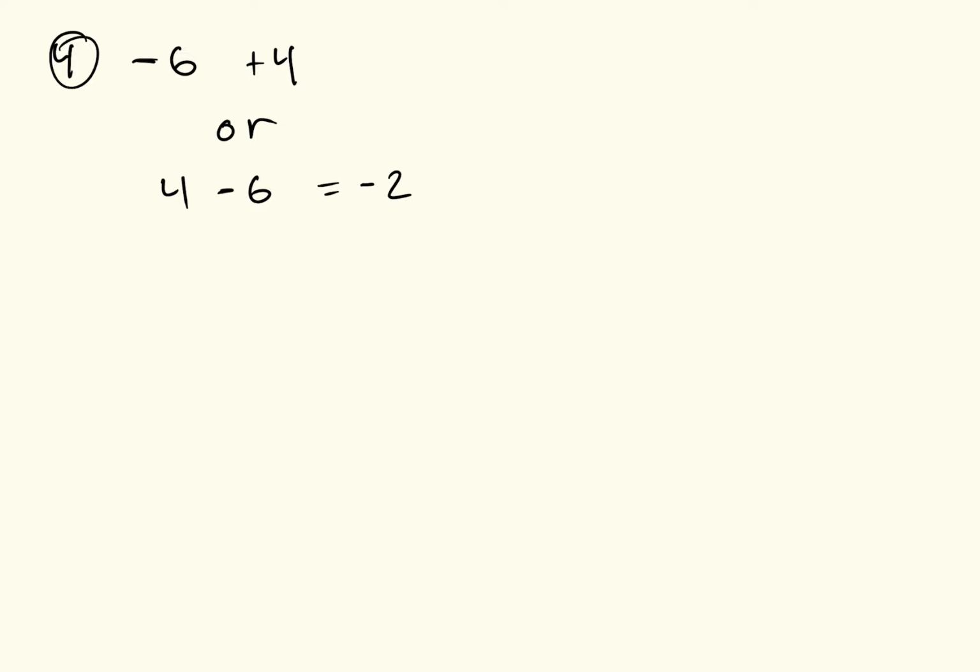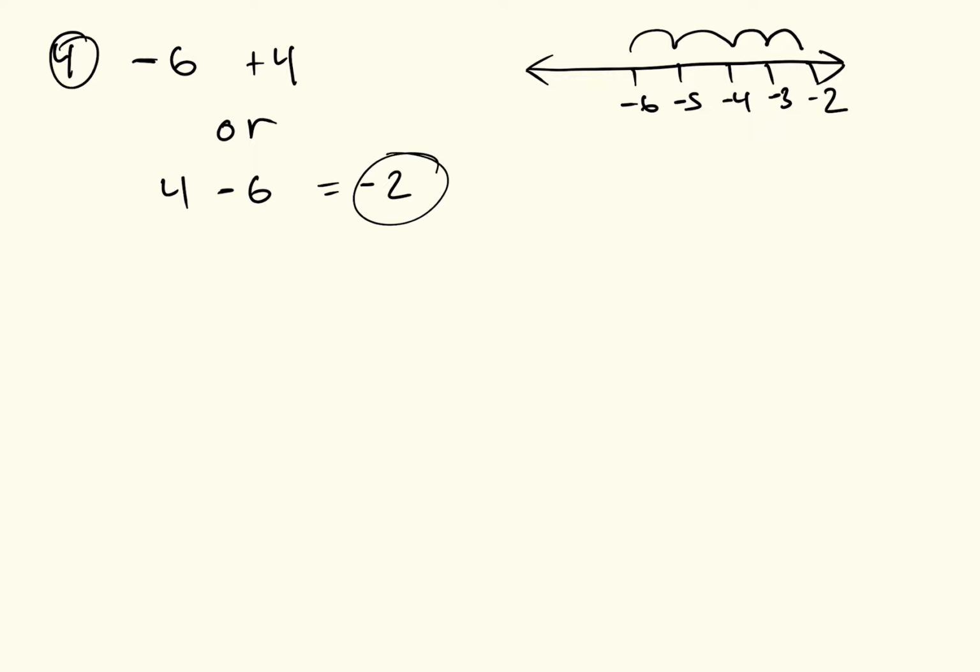Or you could just do it the other way and take negative 6 on a number line and add 4. So you'd be going to the right. 1, 2, 3, 4. Negative 5, negative 4, negative 3, and negative 2. Either way, you come up with the same answer, negative 2.